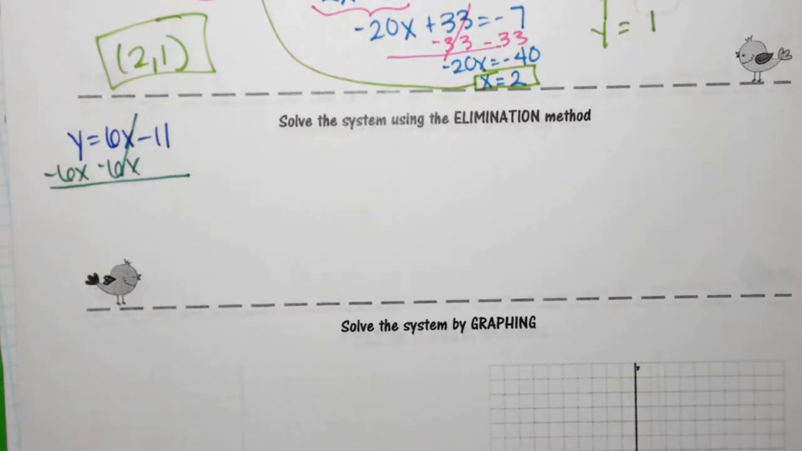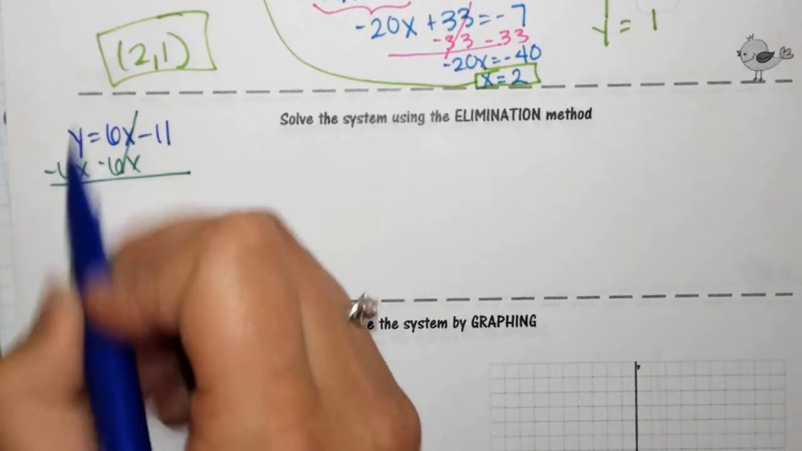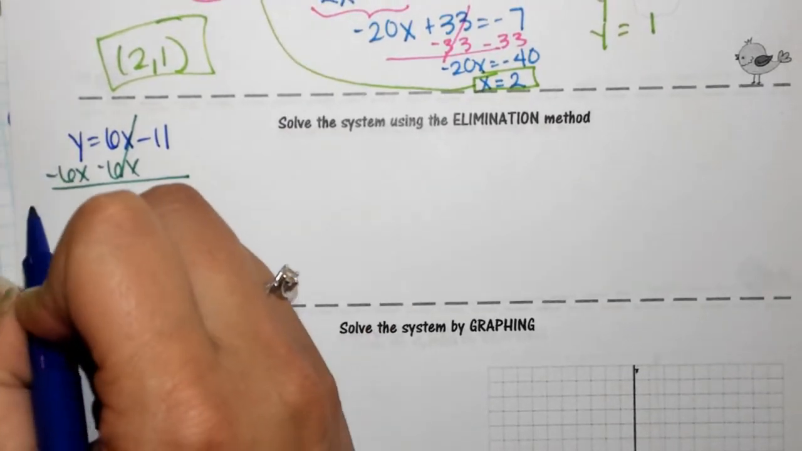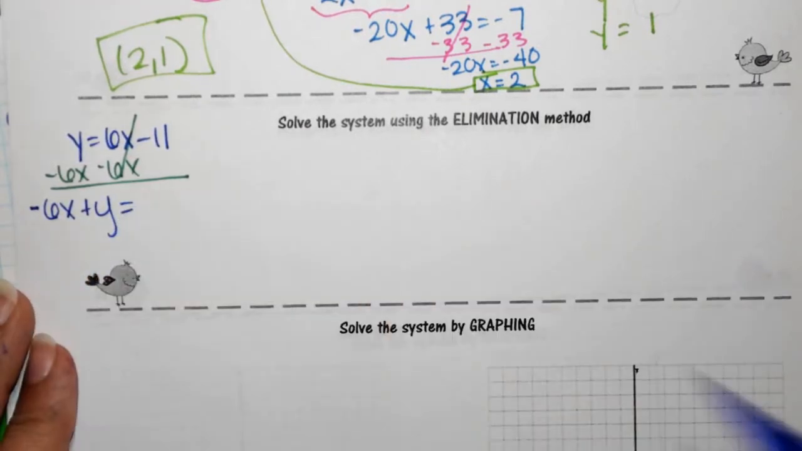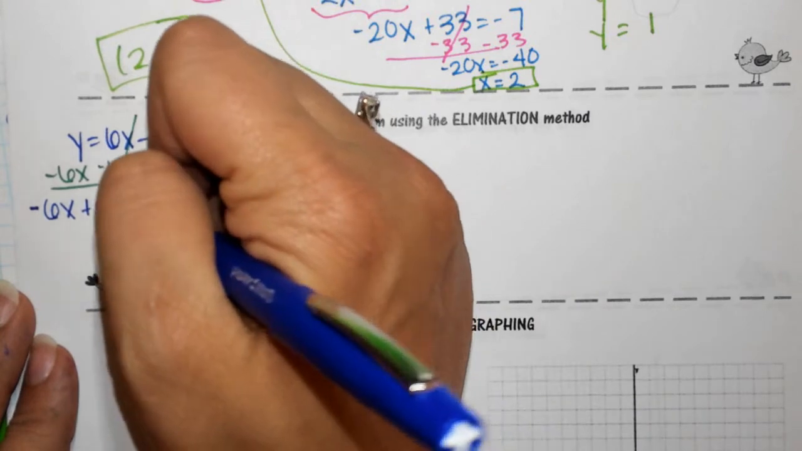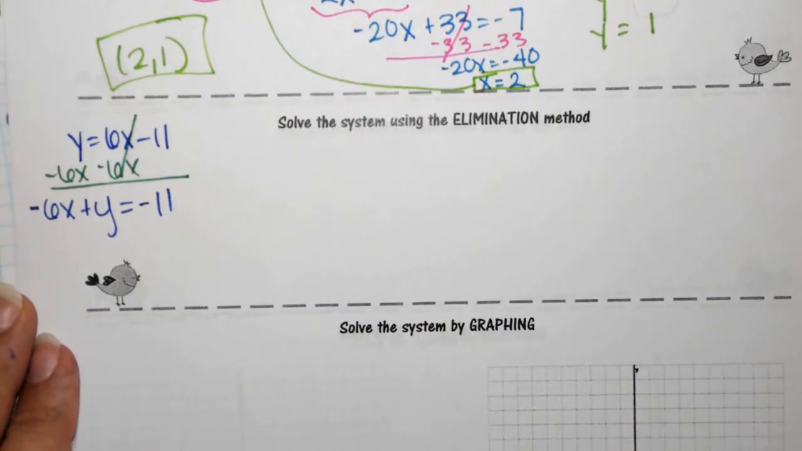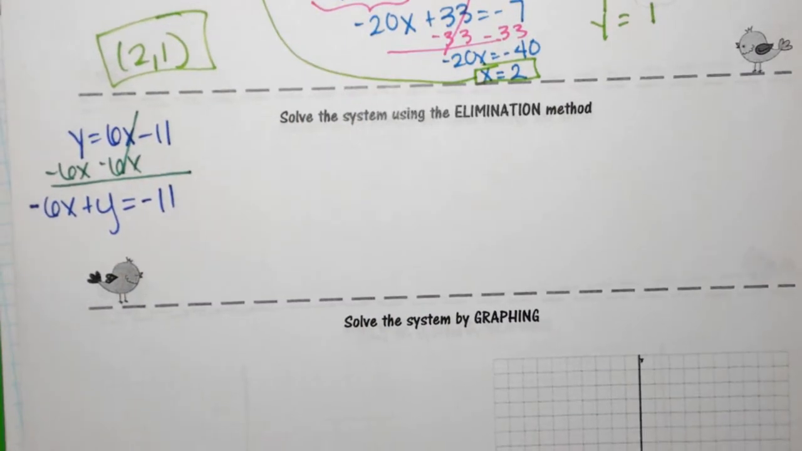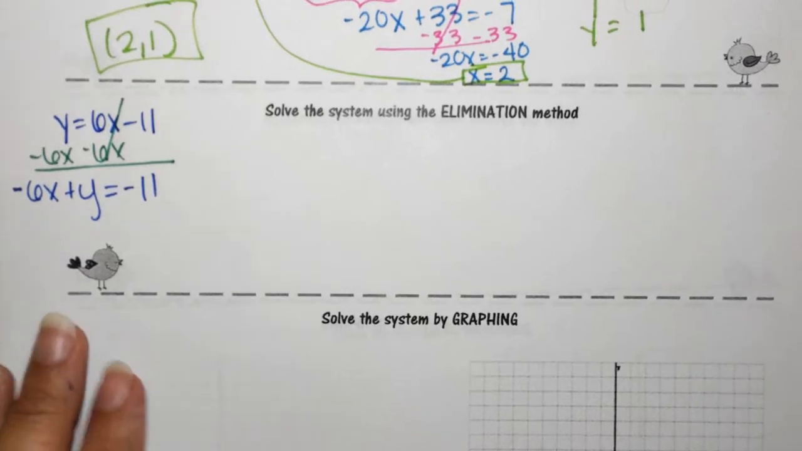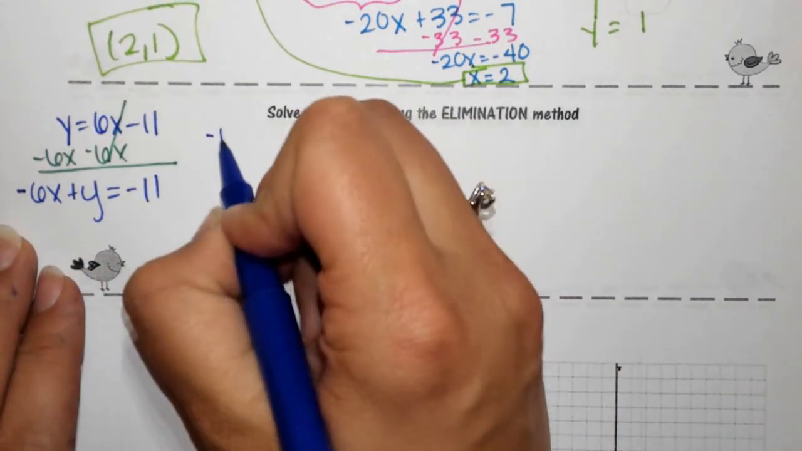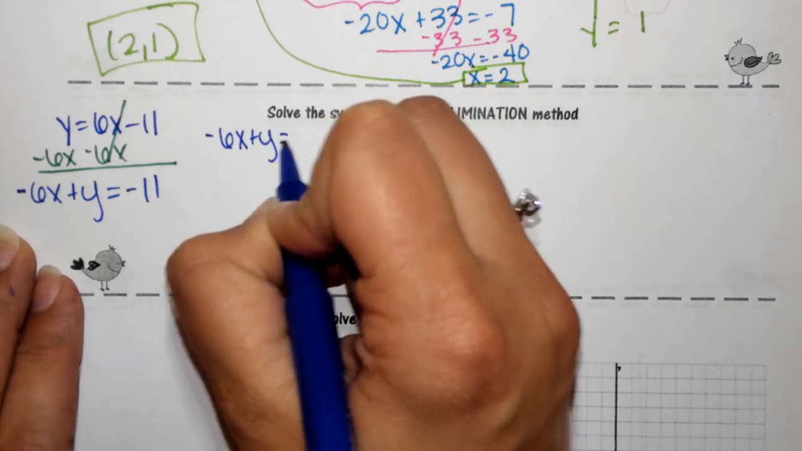Those cancel. Now, can we combine 6x and y? No. So we write negative 6x plus y equals what? What's left over here on the right? Negative 11. Now it's in order, so we need to stack them up. We need to stack up our negative 6x plus y equals negative 11.